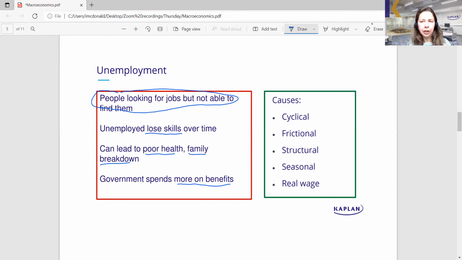Finally, real wage unemployment looks at the fact that sometimes wages set by the union could be a little too high for the employers to afford. So employers therefore react to those high wages by employing fewer staff than they otherwise would like to. So if wages negotiated with the union are too high, that reduces the number of people able to get the jobs at that high wage.